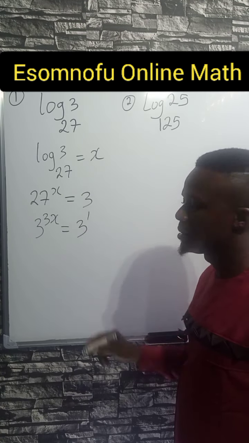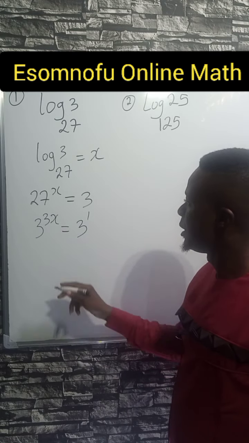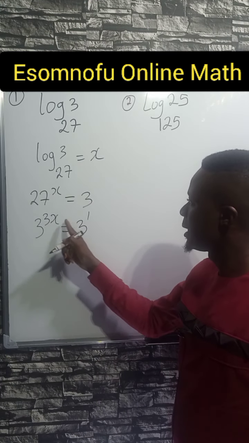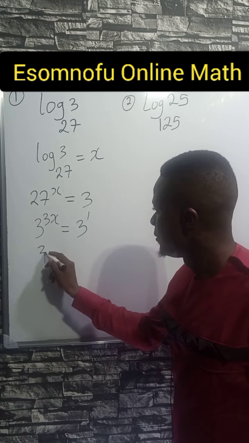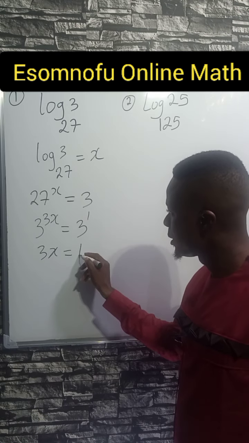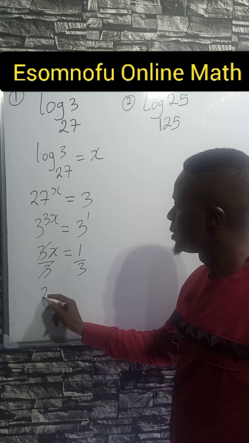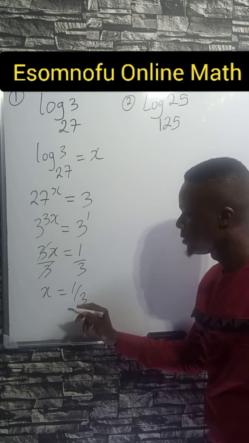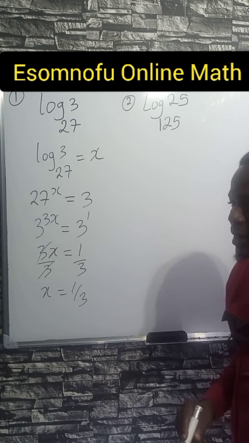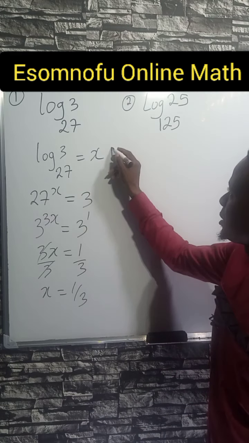This 3 can be seen as 3 power 1. Then, since the bases are the same, automatically the powers should be the same. Therefore, 3x is equivalent to 1. Divide both sides by 3. When you do that, you see that x is equal to 1 over 3. This is the first method. I can still use another method to solve this.